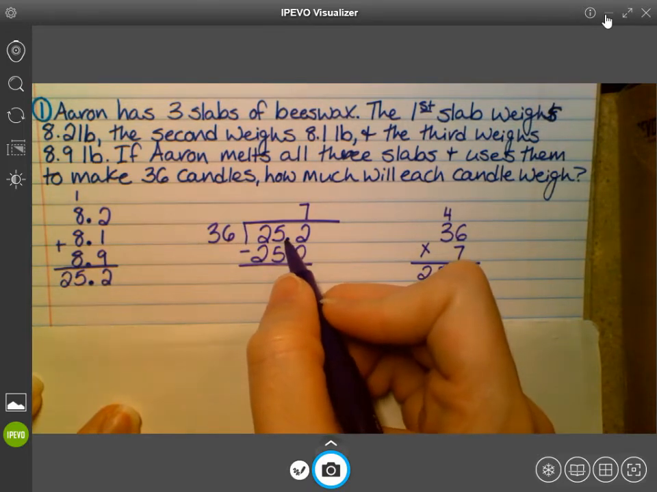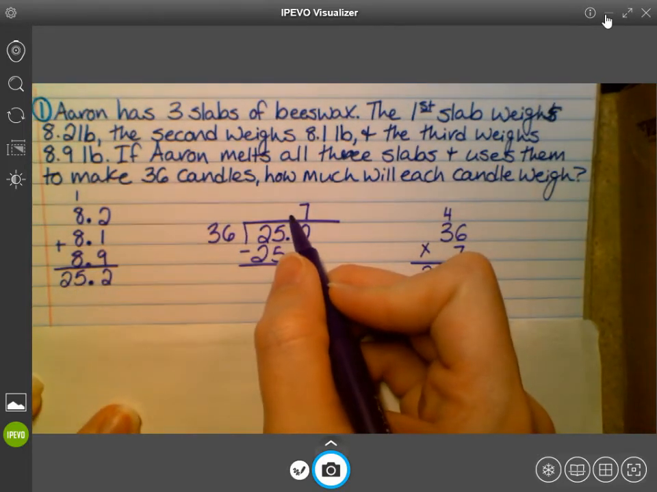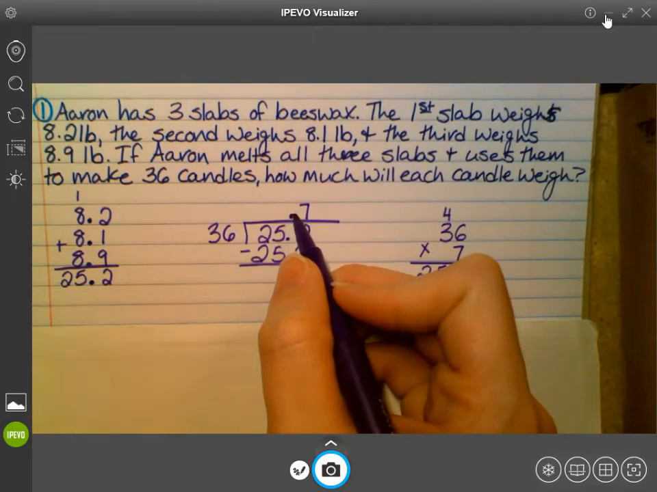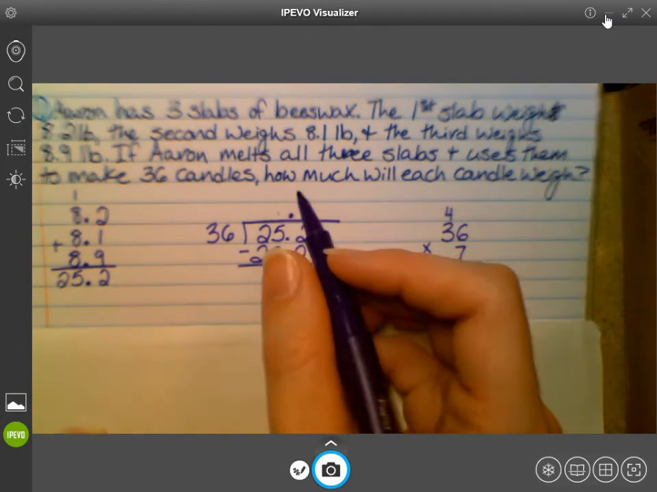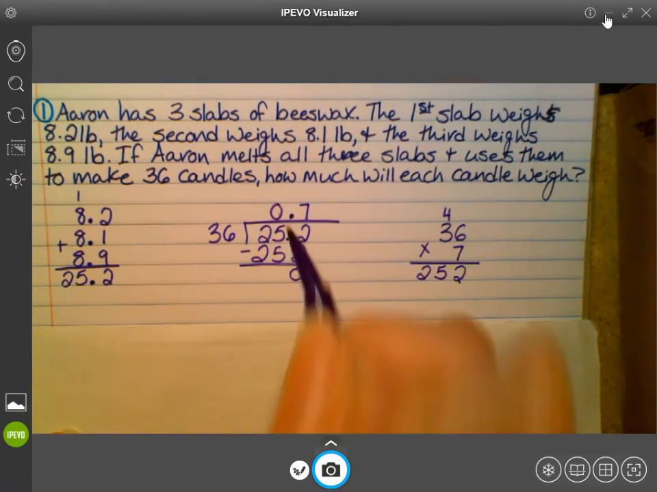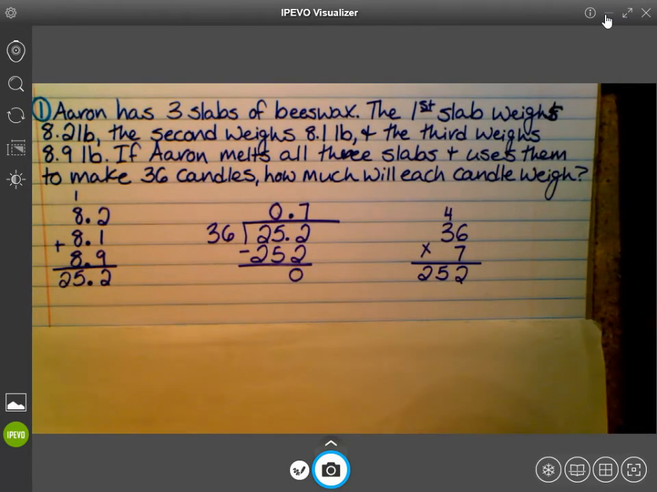And then you should have made sure your decimal point came right up. And since my decimal's in front of the 7, what do I need to add before the decimal? I need a 0. And is that my answer? Unit. It is a word problem. You should have a unit. What is my unit?